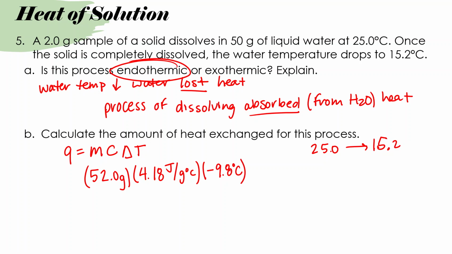So I'm going to do 52 times 4.18 times my 9.8. For the water, I'm going to get negative 2,130.1 joules, which means that the process of dissolving absorbed 2,130.1 joules.